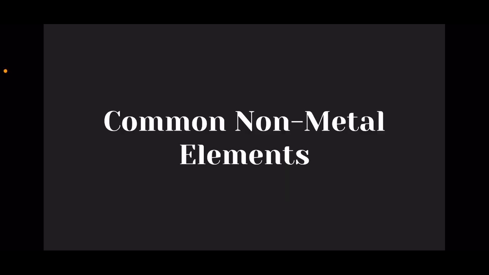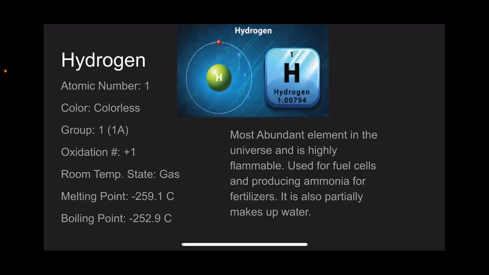So here are some common nonmetal elements that I put in. First, we have hydrogen. Its atomic number is 1. It is colorless and odorless. It is in group 1A, which is group 1, and it has an oxidation number of plus 1. Its room temperature state is gas.